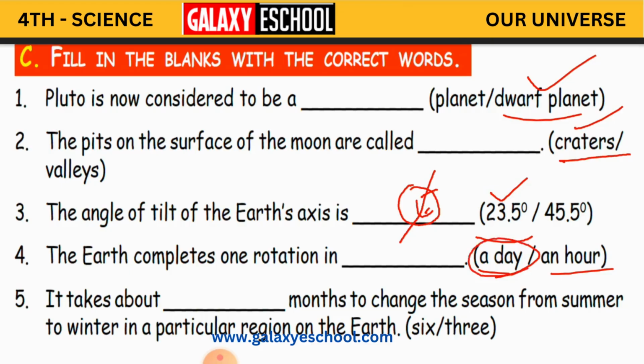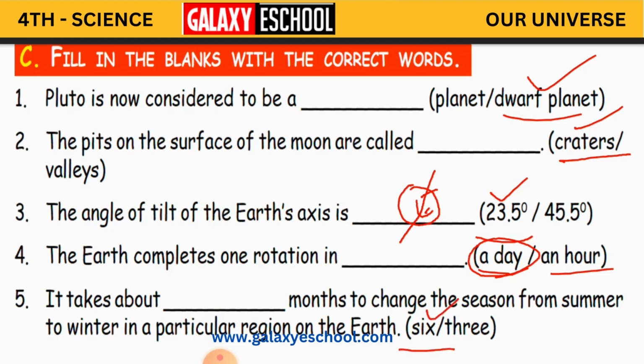And the fifth one: it takes about dash months to change the season from summer to winter in a particular region on the earth. If you have summer season now, after how many months will you get the change to winter? Either 6 months or 3 months, and the answer is 6 months, children.